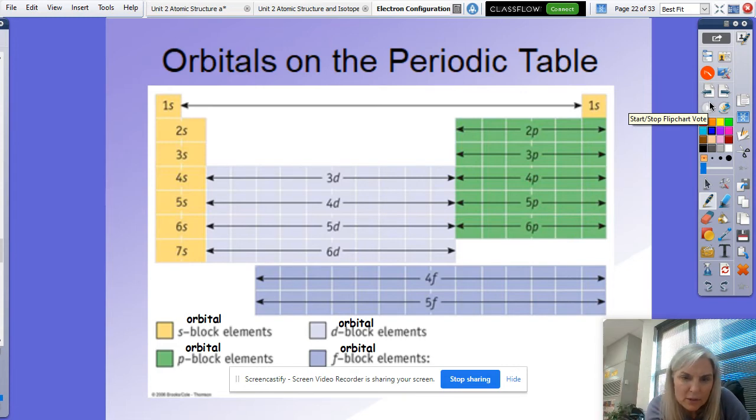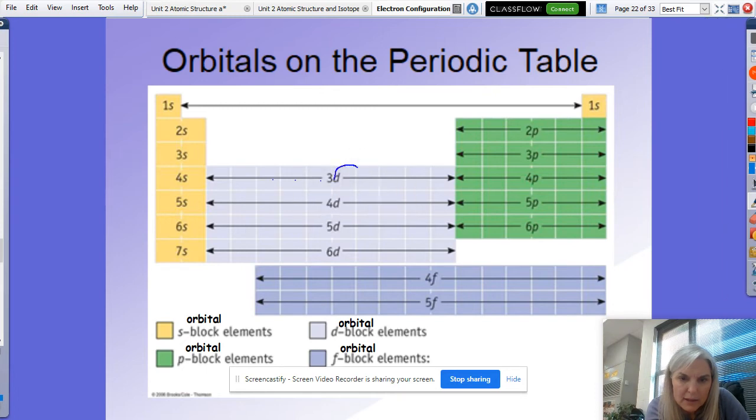Let's count our boxes. 1, 2, 3, 4, 5, 6. So iron is right there. Let me make sure. 1, 2, 3, 4, 5. Yep. So here's iron. So again, we don't have to know the numbers of electrons for iron. All we got to do is go across the periodic table and count our boxes, the color-coded boxes.